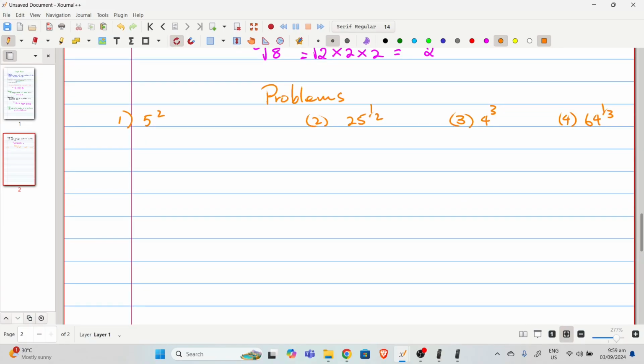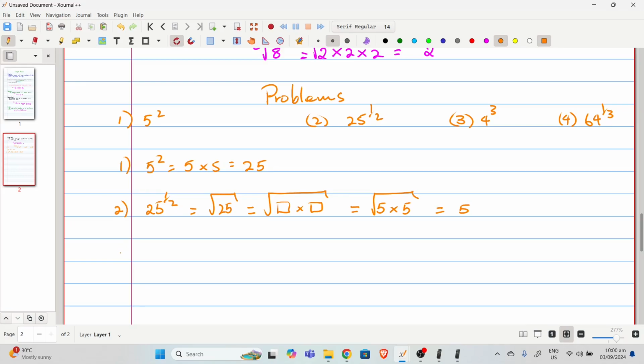All right, so let's start with 5 squared. So 5 squared is equal to 5 times 5, which is 25. Then the next one, 25 to the half power, is going to mean the square root of 25. That means I would be able to put two numbers in these boxes here that can multiply and give me 25. I know that if I take 5 and multiply it by itself, I get 25. So the square root of 25 is 5.